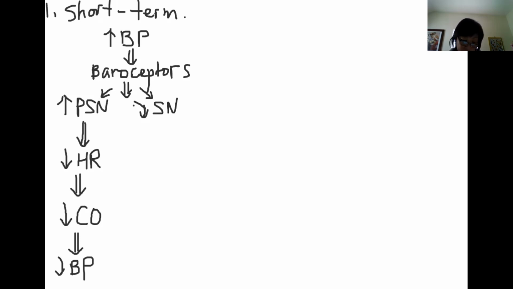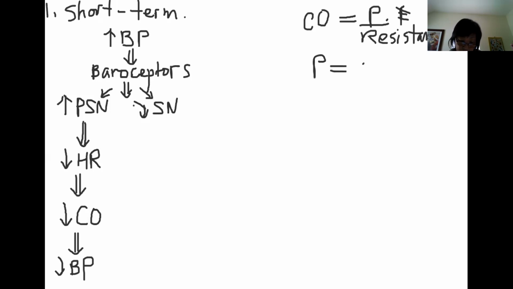Okay, let me remind you here. Cardiac output is related to the pressure and resistance. So blood pressure is related to the cardiac output and total resistance. And output equals stroke volume times heart rate, and then this resistance.